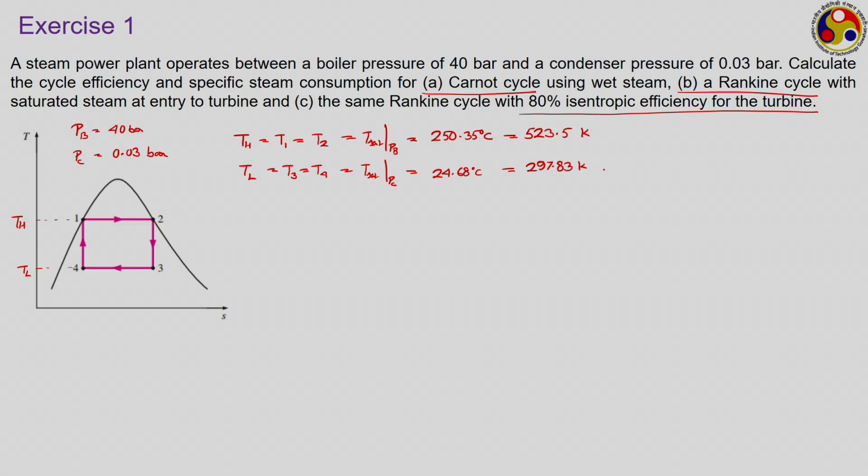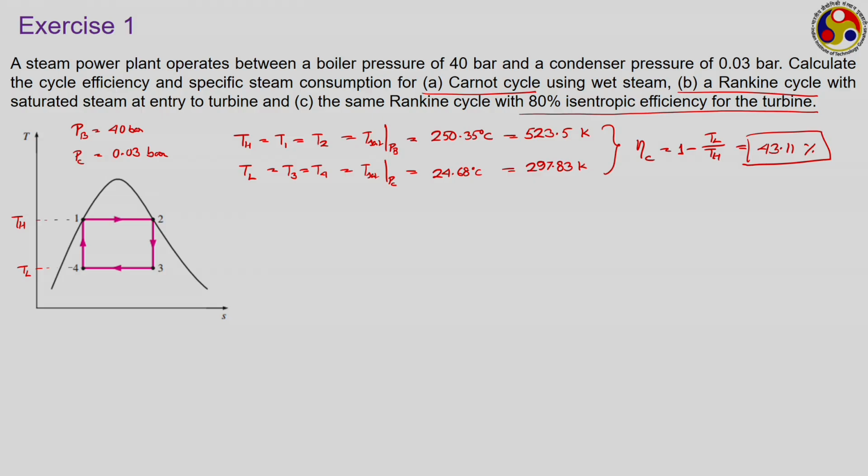We know the highest and lowest temperature. Can we calculate the efficiency? Surely we can. The Carnot efficiency in this case is 1 minus TL upon TH. So, putting the numbers, it will come to something like 43.11%. So, this is the first answer that we are looking for, and this is the way we can always calculate the efficiency, but we shall be calculating it again using the heat and work interactions. So, let us try to locate the points.